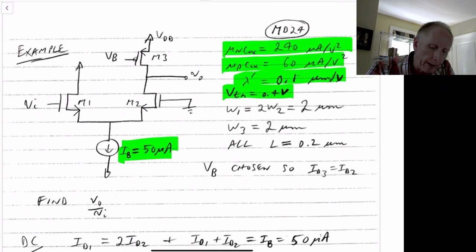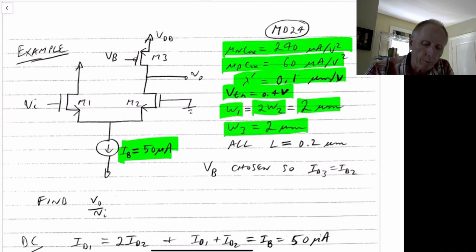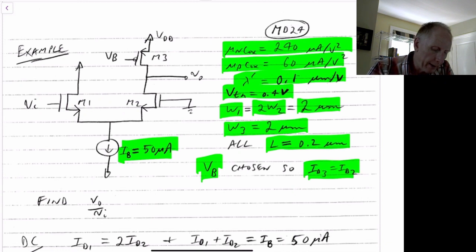We'll assume that this is not matched, so W1 is twice the width of W2. W1 is equal to 2 microns, which means that W2 is equal to 1 micrometer. W3 is 2 micrometers, and all our lengths are equal to 0.2 micrometers. We've chosen VB such that ID3 is nominally equal to ID2, so this will be biased correctly. We want to find the output gain from VI to Vout.